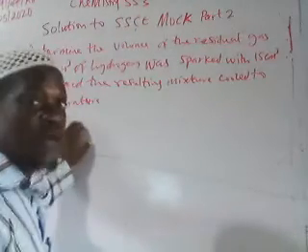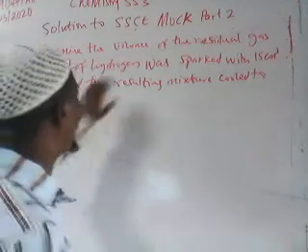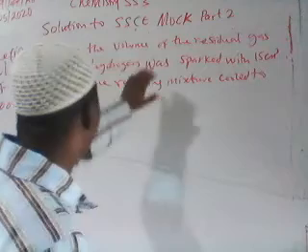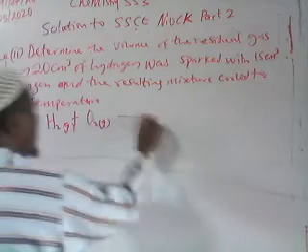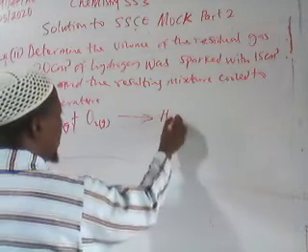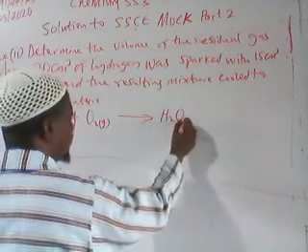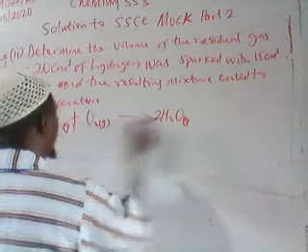The first thing is to write the equation for the reaction. What are the reactants we have? We have hydrogen reacting with oxygen. Hydrogen plus oxygen, both are gases. And when they react, they will form water, which is in gaseous form.